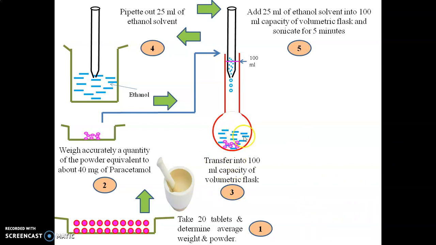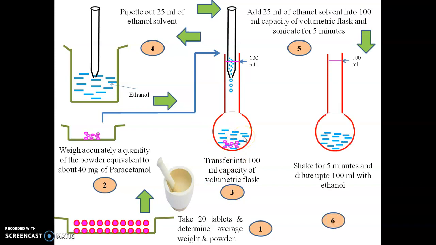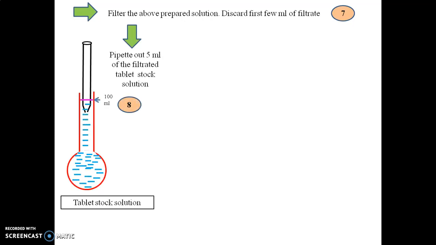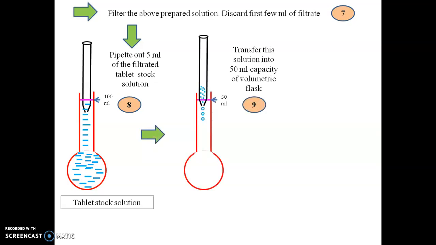Then sonicate these for 5 minutes. After that, shake for 5 minutes and dilute up to the 100 ml with ethanol solvent and make the label on that as a tablet stock solution. Filter the above prepared solution, discard a few ml of the filtrate and then pipette out 5 ml of the filtered tablet stock solution and transfer into another 50 ml capacity volumetric flask.